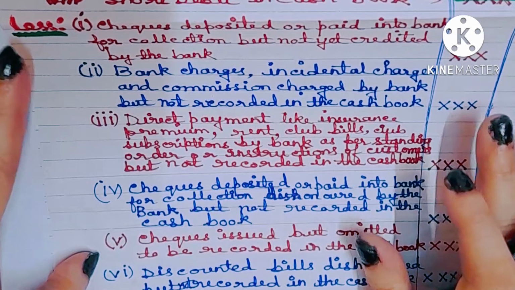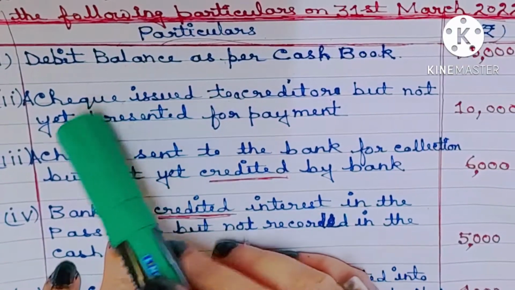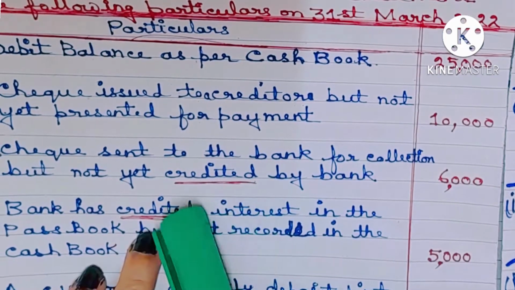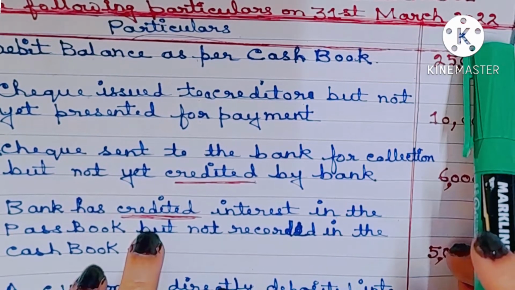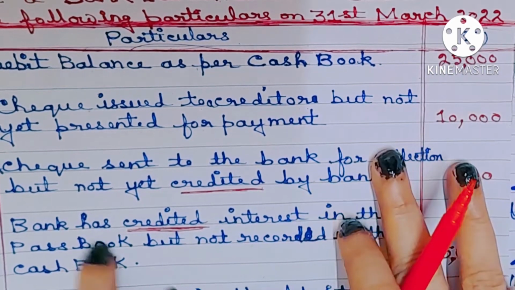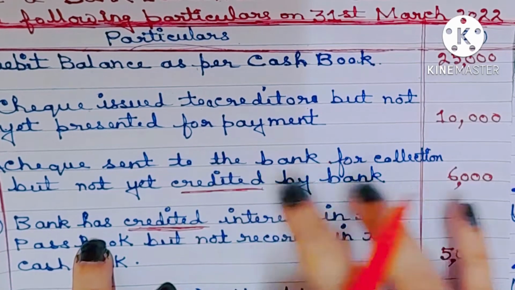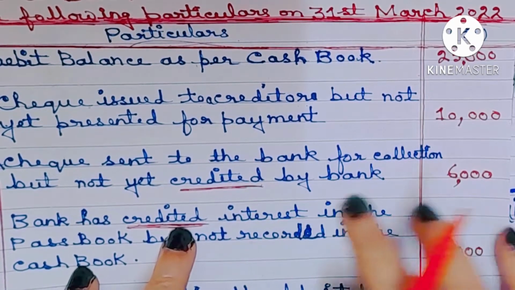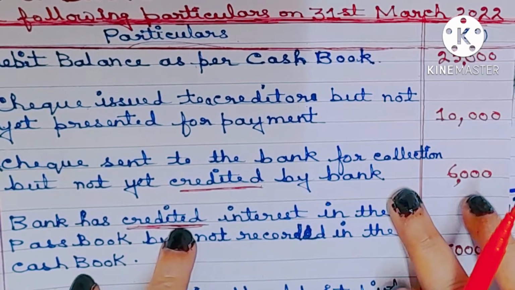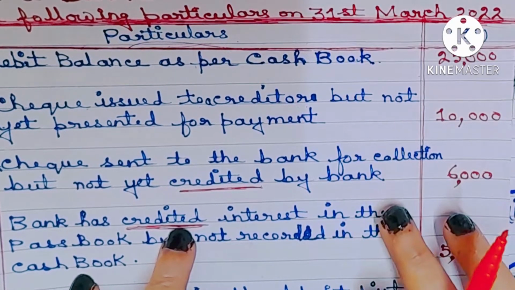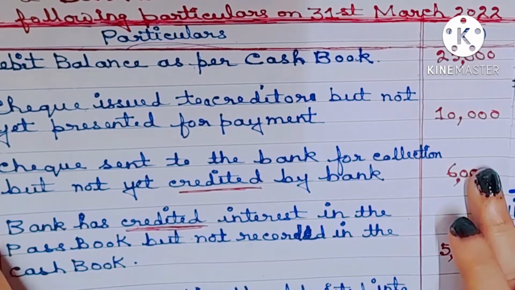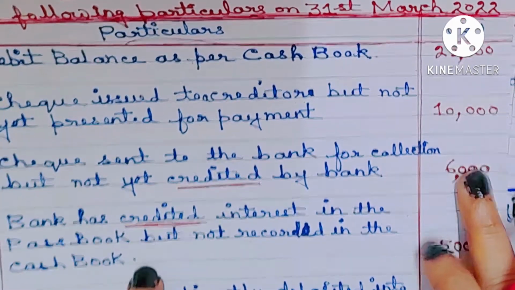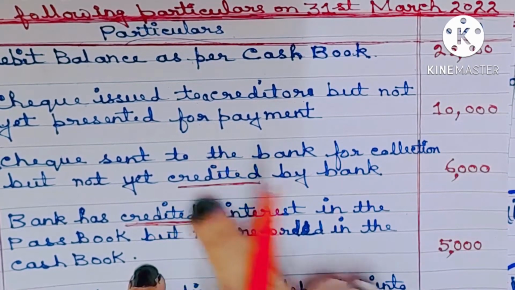Okay. So let's do it in the rough work again. See, number 3. A check sent to the bank for collection but not yet credited by bank, rupees 6,000. Not yet credited by bank means within 31st March 2022. Date is very important. Okay. Please remember, when a businessman sent a check to the bank for collection but not yet credited by bank, the businessman immediately entered the amount rupees 6,000 on the debit side in the bank column of his cash book. Okay. Debit side means deposit side. Okay. But the passbook balance will remain the same because check sent to the bank for collection but not yet credited by bank.